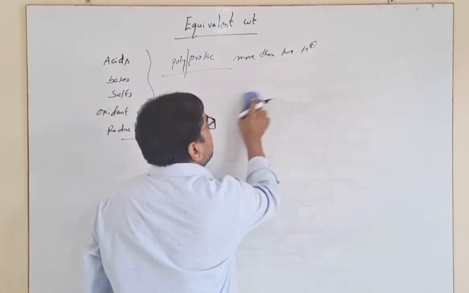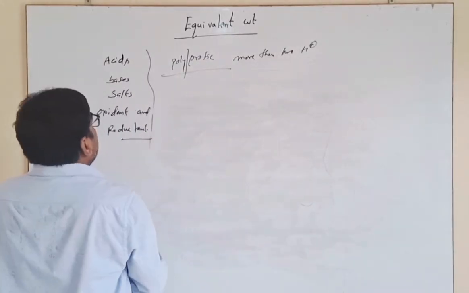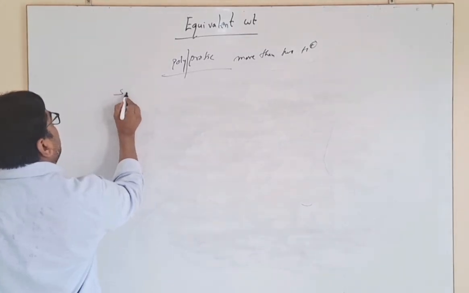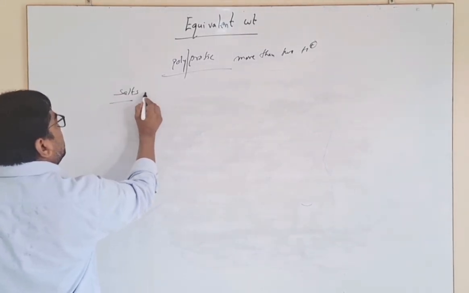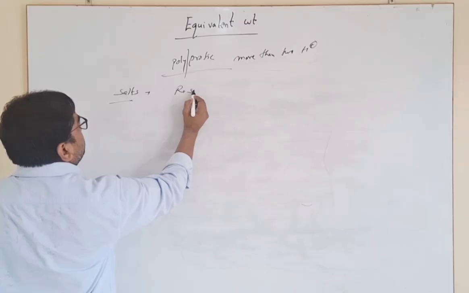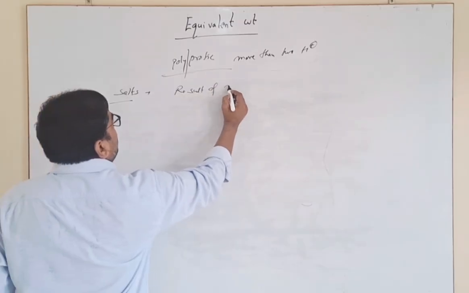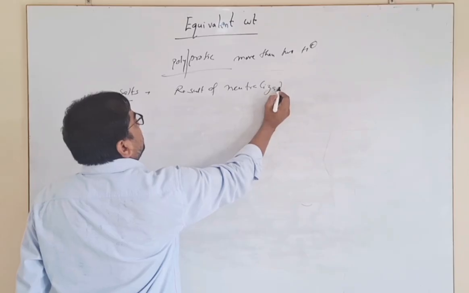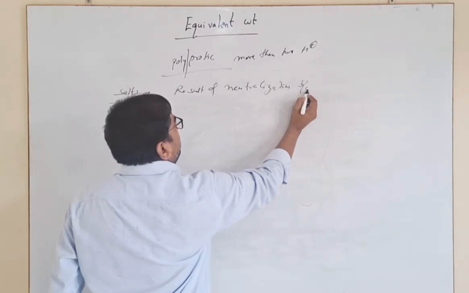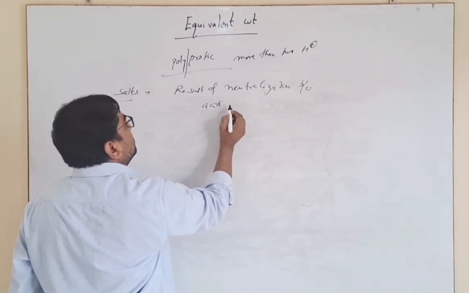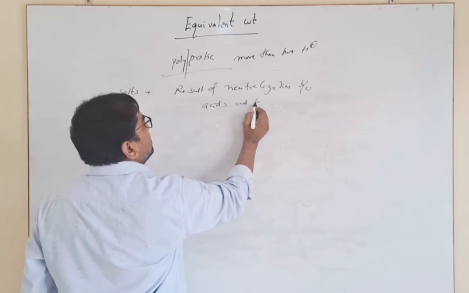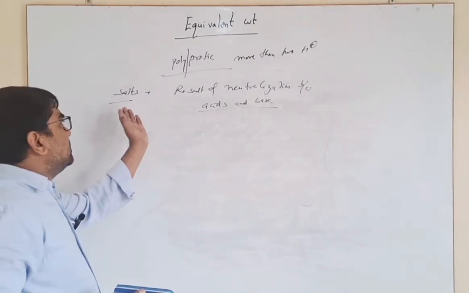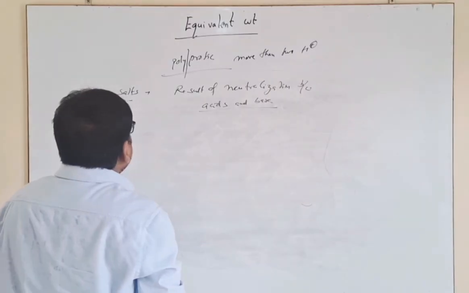After bases, next we will discuss the salts. What are salts? These are the result of neutralization between acids and bases. Their categories: strong acid, weak acid, strong base, and so on.